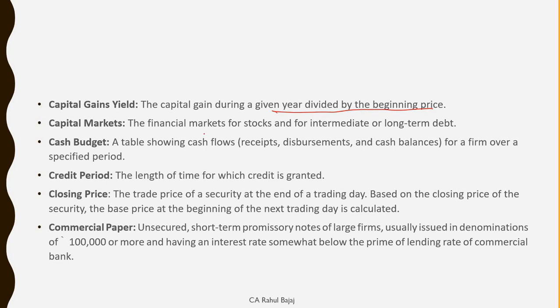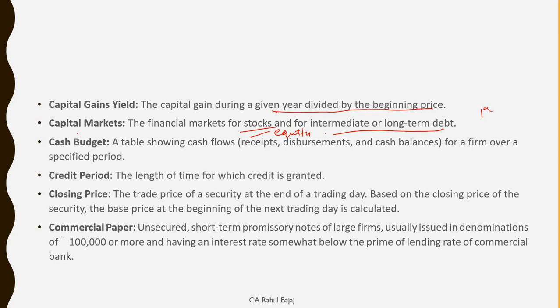Next, capital market, the financial market for stock or for intermediate and long term debt. Stock is equity, and the other is debt. Only two kinds of instruments are there majorly. Somebody will ask, is there any market for preference shares? Broadly we will classify as owners fund or borrowed fund. So equity is owners fund and debt is borrowed fund. So only two kinds of market. Capital markets deal with equity and debt.